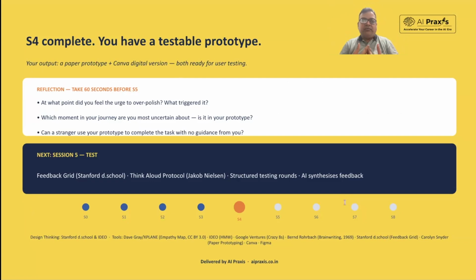Now, before moving to the next question, take 1 minute to reflect on three questions. First, when did you feel the urge to make your prototype perfect? Which part of your user journey are you still most uncertain about? And finally, can a complete stranger use your prototype without any guidance from you? Remember, prototyping doesn't reduce uncertainty, but testing does.